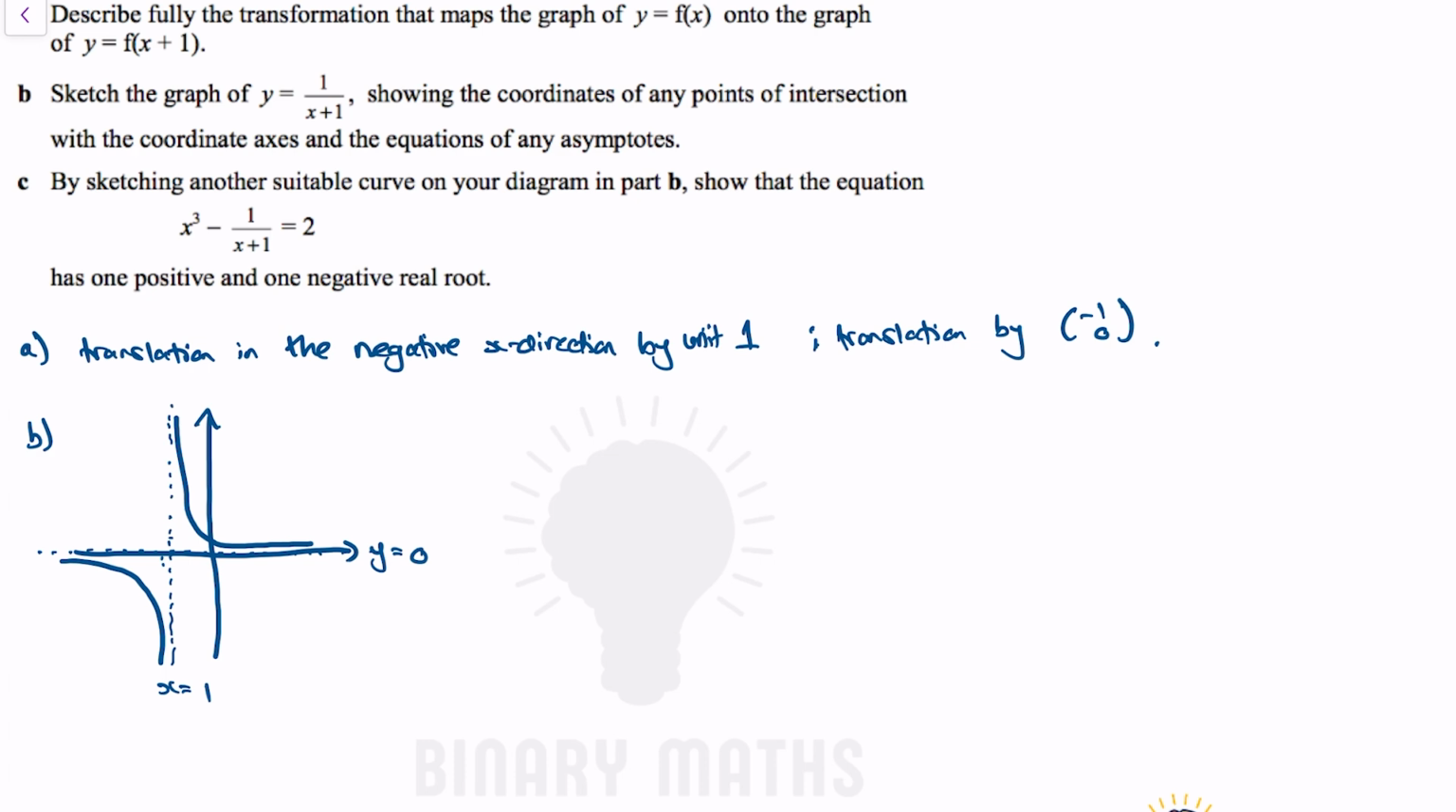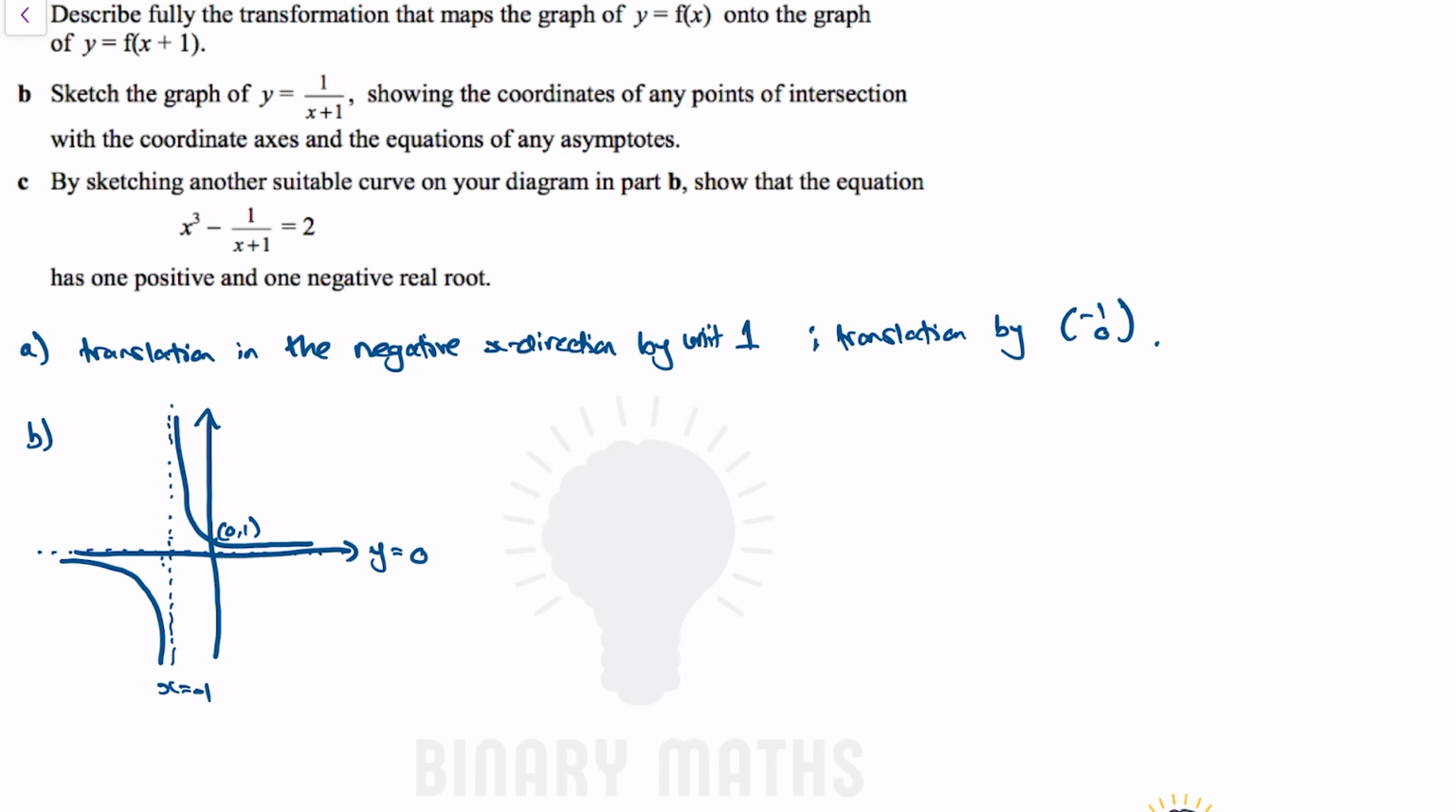The only thing I need to do is label any points of intersection, so find this point. That is obviously 1 over 0 plus 1, which is just 1. So that point is (0, 1). And there are no other intercepts. Should have been a negative 1. x is equal to negative 1.